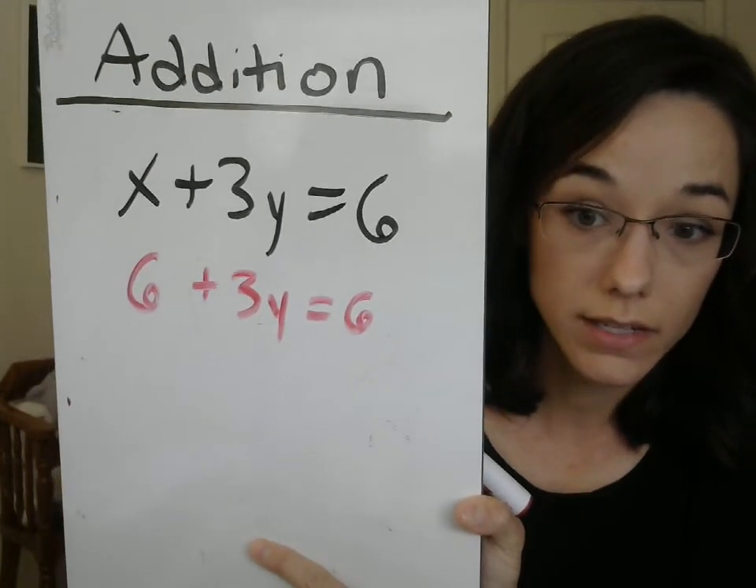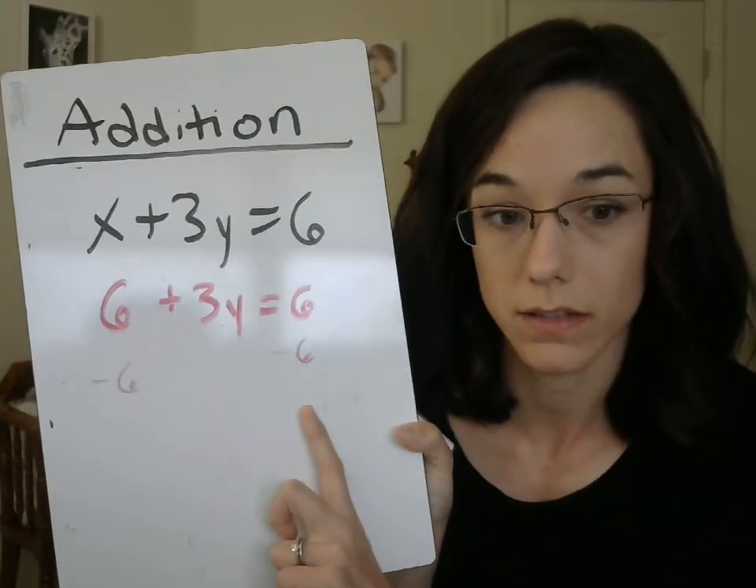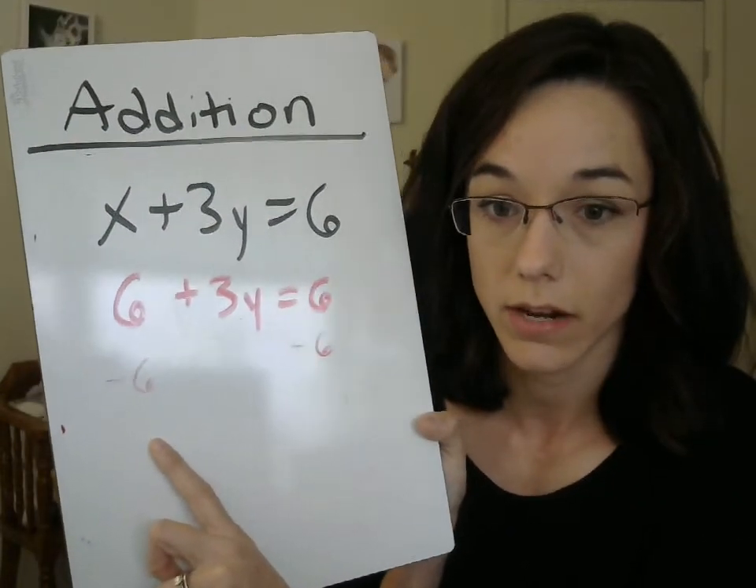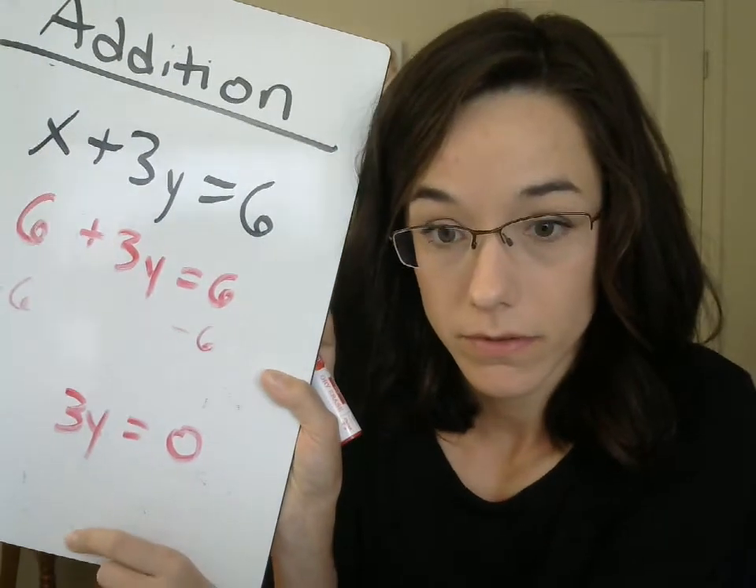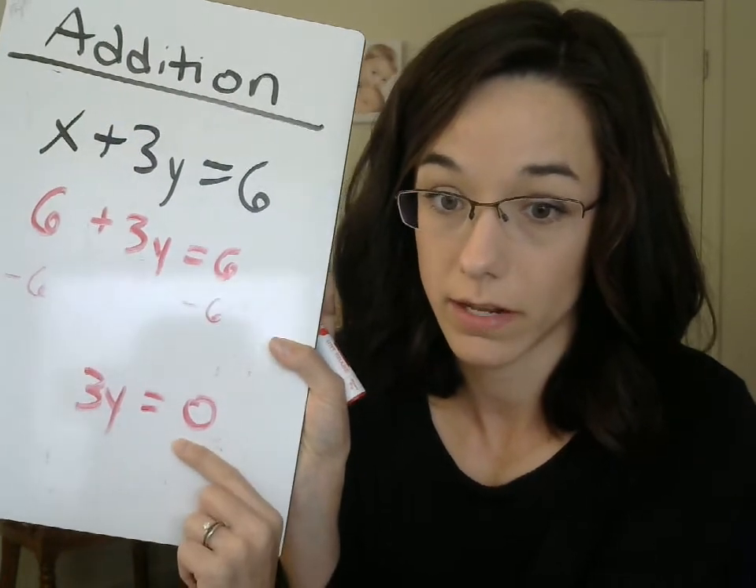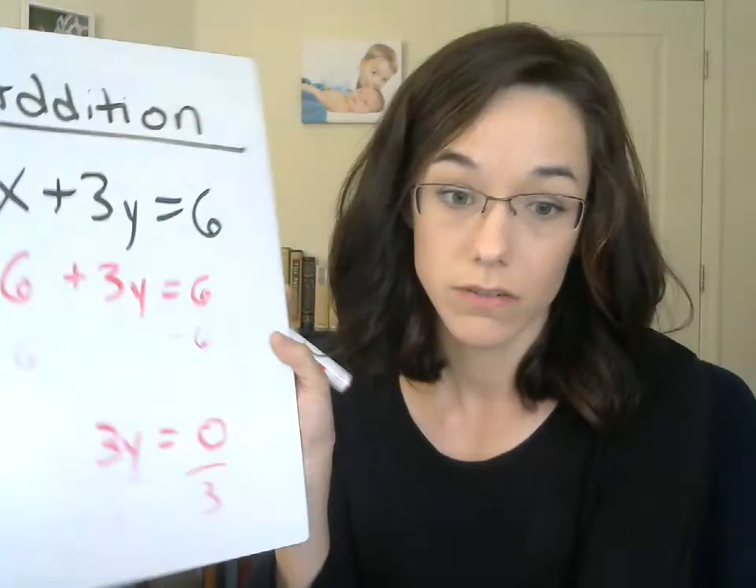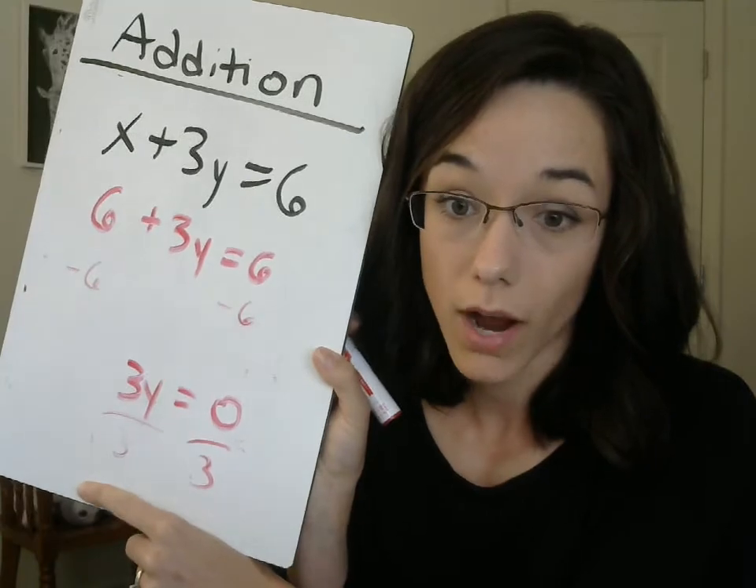I'm going to subtract 6 from both sides. You'll notice that the 6 on this side will just cancel out, and it'll cancel out on this side, and you're left with 3y equals 0. To get rid of the 3, that's the coefficient, you're just going to divide it out. So divide 3y by 3 and divide 0 by 3, and if you're thinking ahead, you'll know what y will be. 0 divided by anything is 0, so y equals 0.